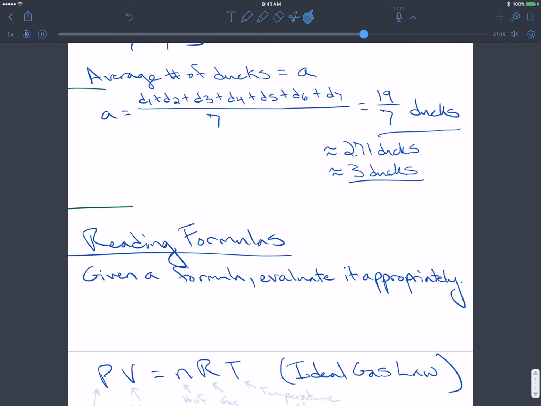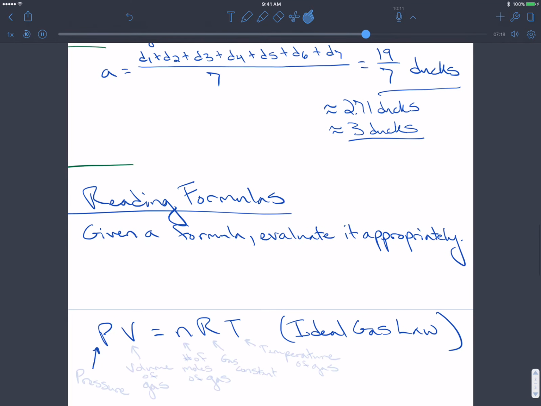In this case, if you've ever seen it before, P is corresponding with pressure. V is volume of a specific gas, right? It's the ideal gas law, so we usually use it with gas. So this is a volume of the gas. N is the number of moles of the gas that you have. R is the gas constant for the specific gas that you're working with. And T is going to be the temperature of that gas.